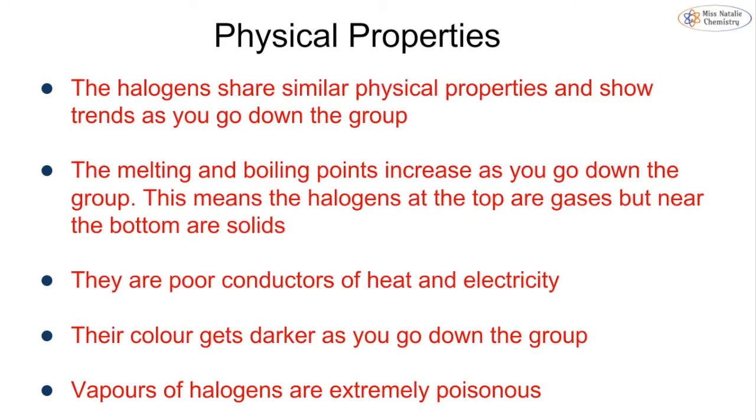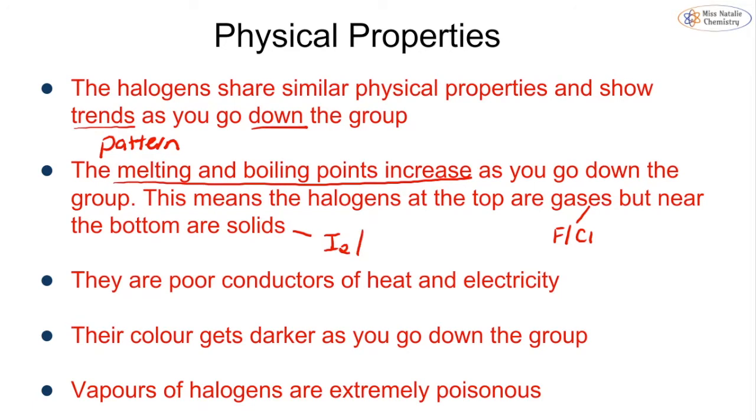So let's have a look at some of the physical properties of the halogens. They share similar physical properties and they show a trend as you go down the group. So just a reminder that the word trend is another word for a pattern as you go down the group. So what we see if we look at the melting and the boiling points is that they increase down the group. That means that the halogens at the top are gases, so you have fluorine and chlorine, but near the bottom they are more likely to be solid, for example iodine and astatine.